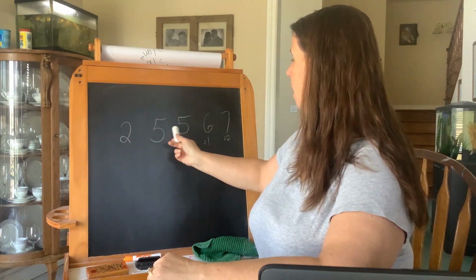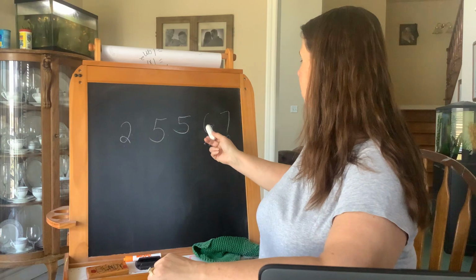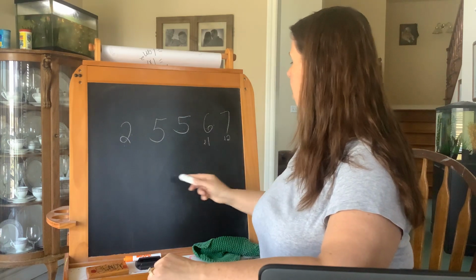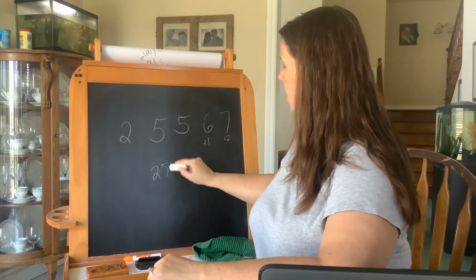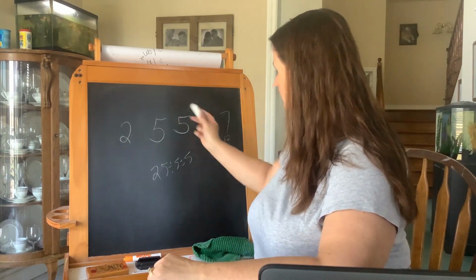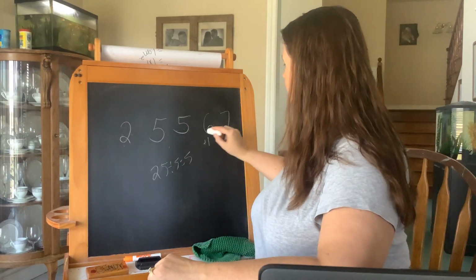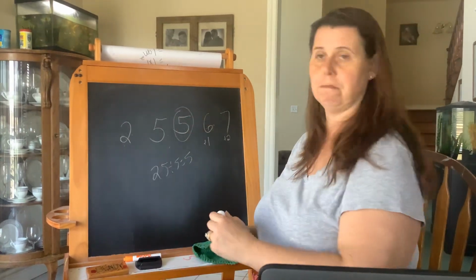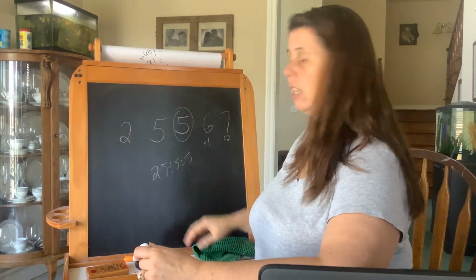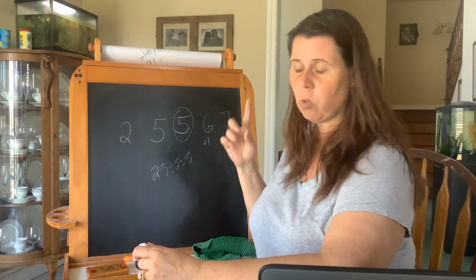So 5 and 5 is 10, 2 is 12, 18, 25. 25 divided by 5 is 5. Okay, so my mean is right, my mode is right, and my median is right in the middle. Okay, now these numbers, there's lots of things you can do. There's not only one way it works.